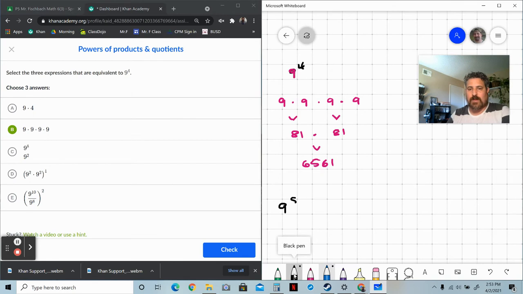9 to the eighth divided by 9 to the second. Well, remember, when you have 9 to the eighth and you divide it by 9 to the second, that's exactly the same as 9 to the 8 minus 2, which is 9 to the sixth. Now, is 9 to the sixth the same as 9 to the fourth? No, it's not. So that's not going to work.